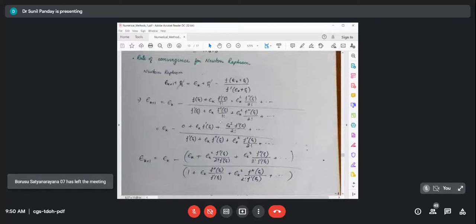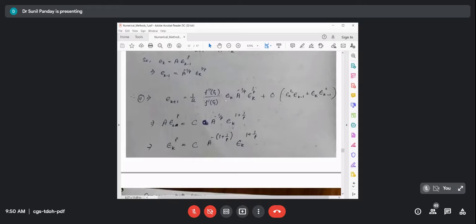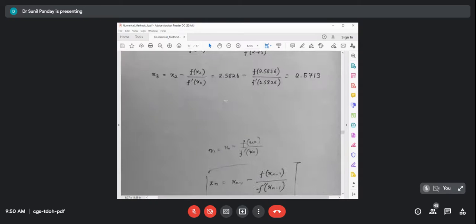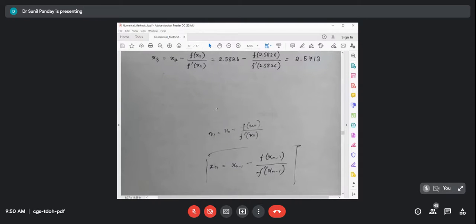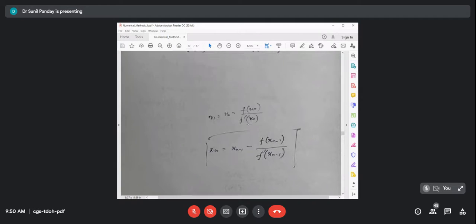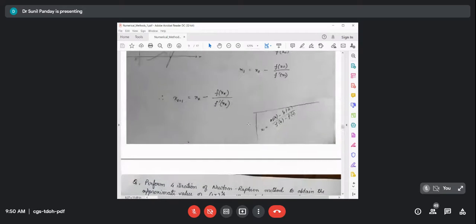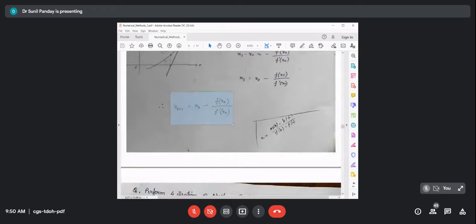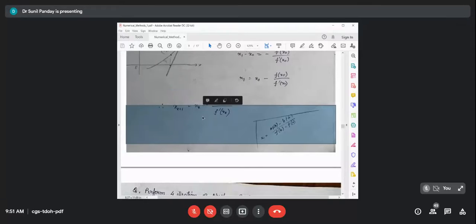So we use this to find the error equation in Newton's method. So what is Newton method? If you remember, this is the formula for Newton method: xk plus 1 equals xk minus f of xk divided by f dash of xk. So this is the formula for Newton method.